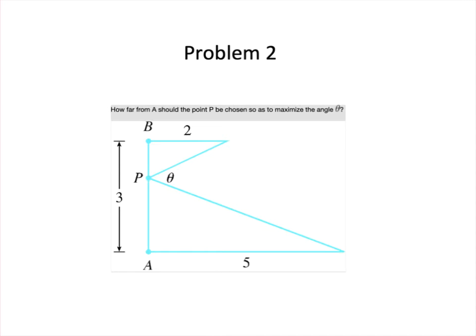Hello again. Here's the next problem, an optimization problem. This too is borrowed from web work. The question is, how far from A should the point P be so that this angle has the highest value? So we are maximizing the angle theta.